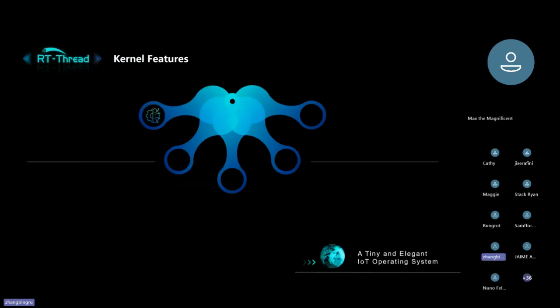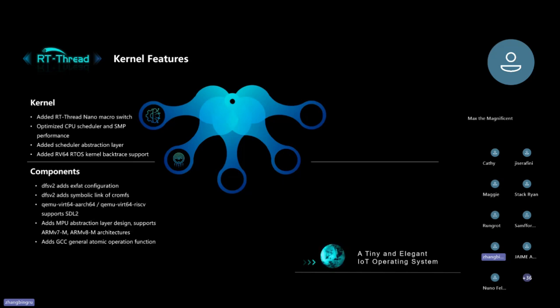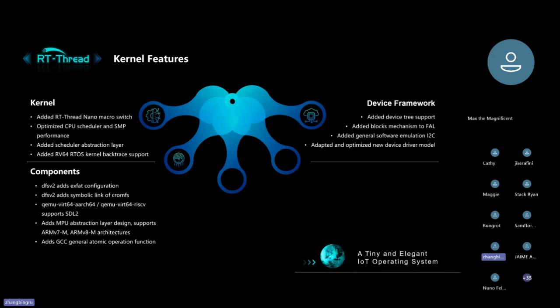Let's take a look at some functional updates of the RT Thread kernel. In the kernel section, the macro switch for RT Thread Nano has been added, and users can use the tool to switch to the Nano version with one click. The CPU scheduler has been optimized. Time slice parameter checking has been added to the thread creation function, and RISC-V RTOS kernel support has been introduced. In the device framework section, general software simulation of I2C has been added, as well as device tree support, and a console with auxiliary command completion function.